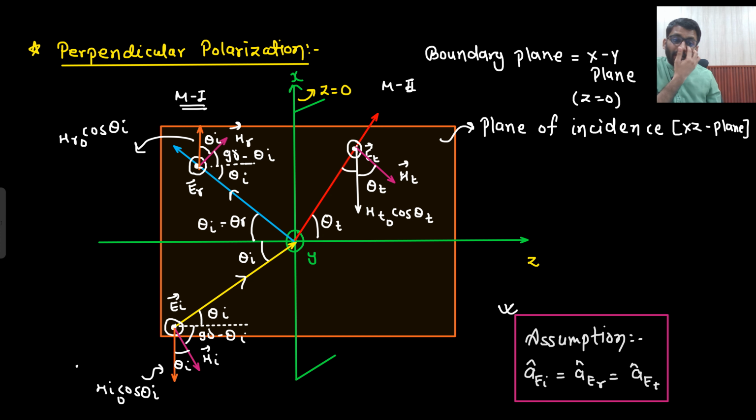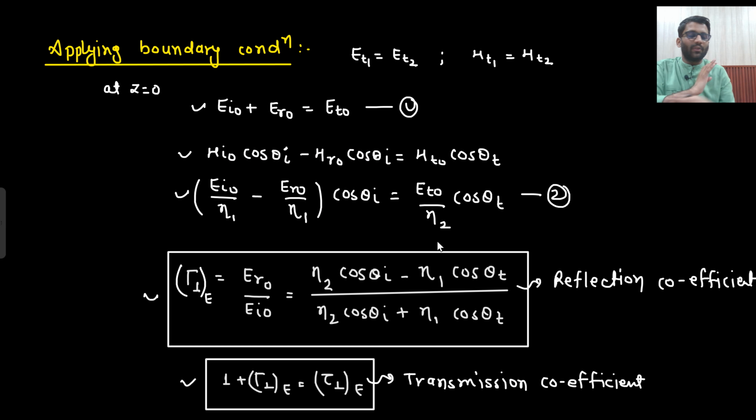Okay, and in perpendicular polarization, what was the assumption? Do you remember what was the assumption? That all the electric fields are in the same direction: incident, reflected and transmitted. If this direction is changed, then the formula will change. Basically here a negative sign will come, but you will not remember this thing.